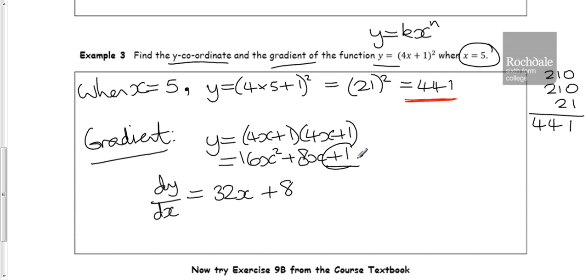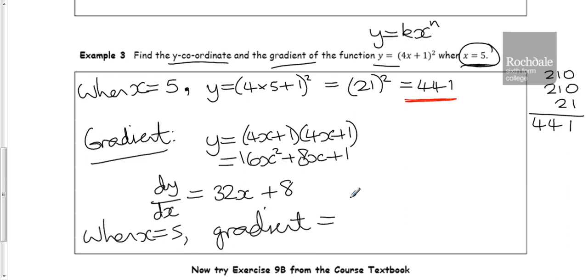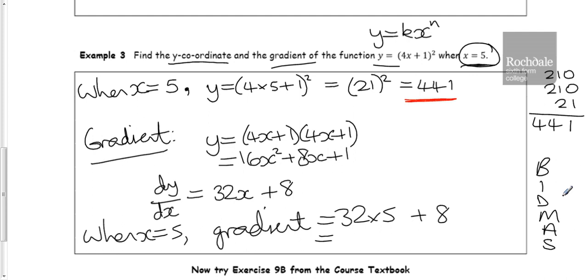Here we have a constant on its own, and when you differentiate a constant, it just disappears. It differentiates to 0. So I could write plus 0, but there's no point. Right, we've differentiated. Now let's find the gradient when x is 5. So when x is 5, the gradient will be 32 times 5 plus 8. Once again, we have multiplication and addition, and BIDMAS or BODMAS or any word to that effect reminds us we need to do multiplication before we do addition.